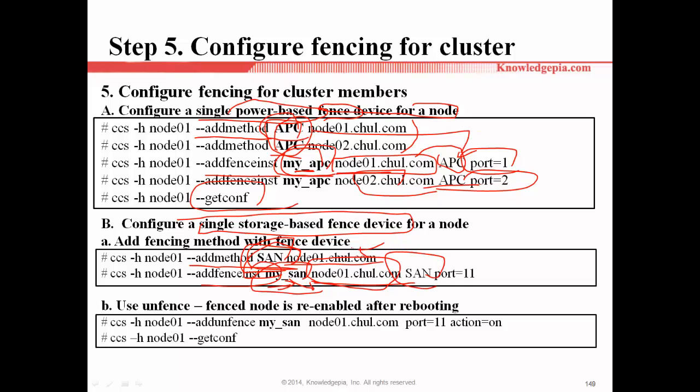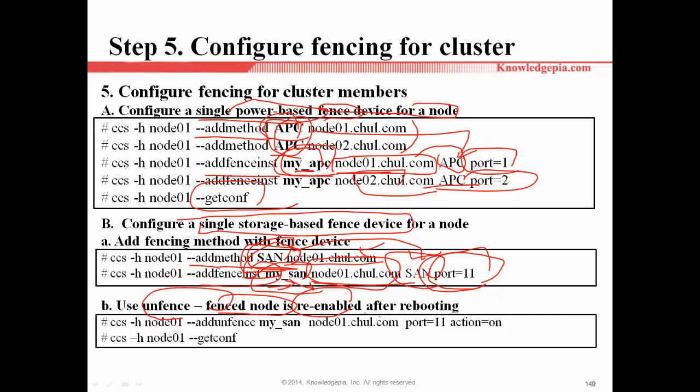And after the send means the fencing method. And after that, this node will use which port number like this. B, use unfence. Unfence means fenced nodes. Maybe if one node is fenced by this kind of fencing method, then this fenced node needs to be re-enabled.